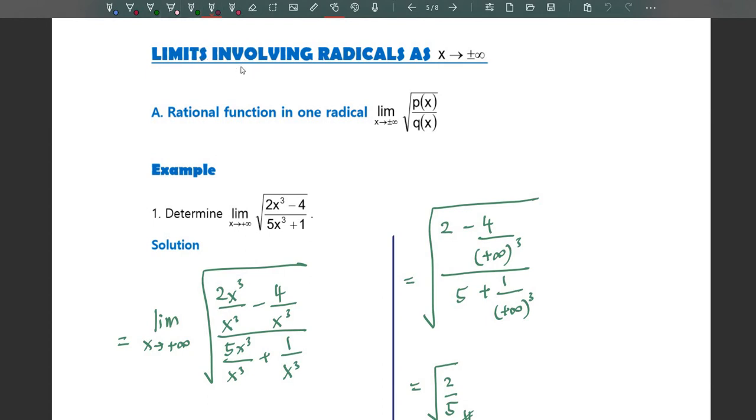In this one, it will involve radical. For example, the first one, rational function in one radical, which means limit of root of p(x) over q(x) in one radical as x approaches plus minus infinity. This is under the same radical.